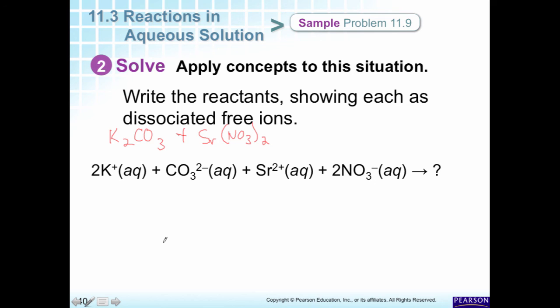These are aqueous. So that means we can split everything apart. So 2 potassiums, 1 carbonate, 1 strontium, and 2 nitrates. I think it's always a good idea to write the formulas out like this and then separate them. It doesn't make sense to go to this step right away.